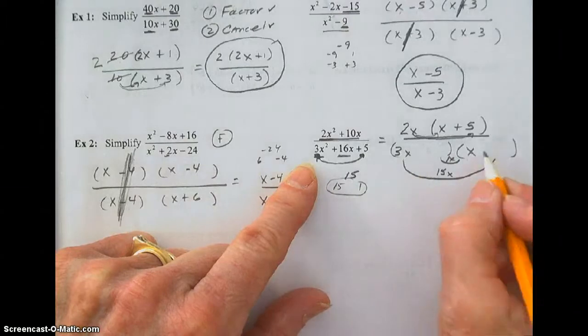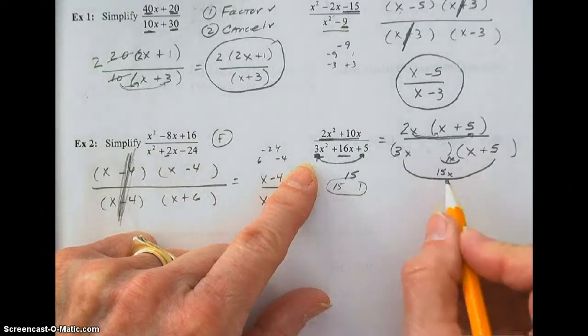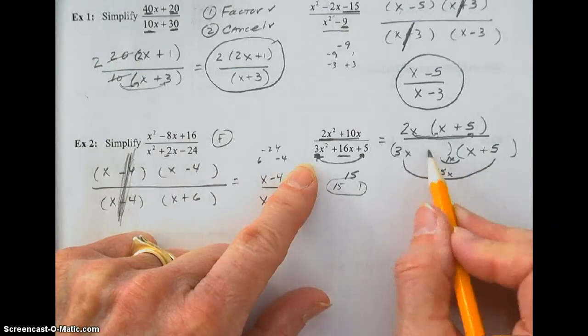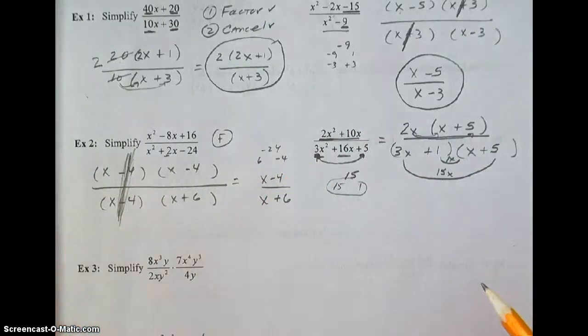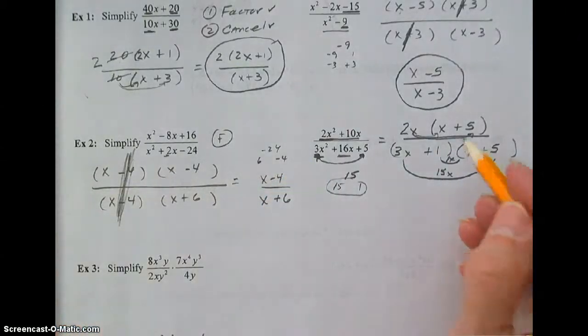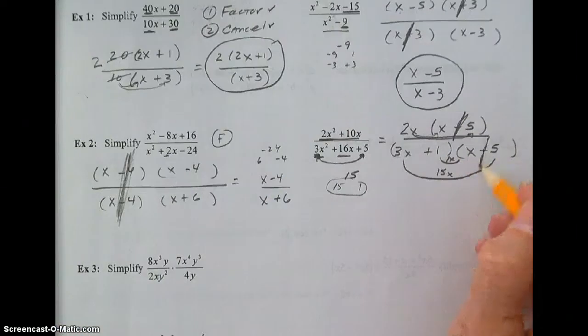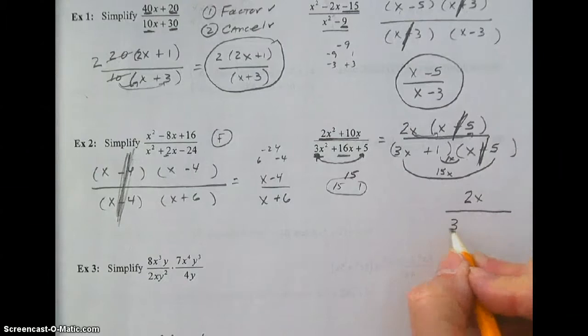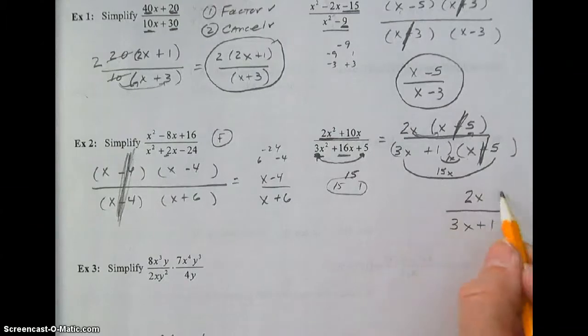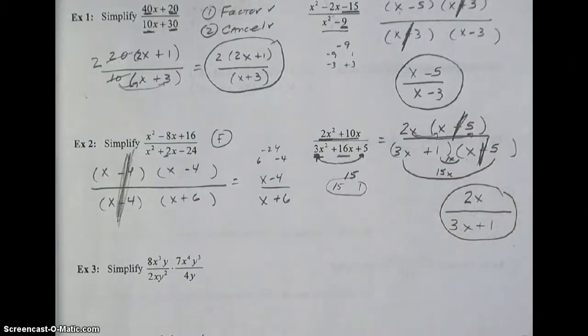So 3x times a positive 5 will give me 15x, and an x times a plus 1 will give me 1x. Now the rules are the same. If we have the same factor on the top and the bottom, we can get rid of those. The only thing left on the top is a 2x. The only thing left on the bottom is a 3x plus 1. And again, circle that, no further cancellation.